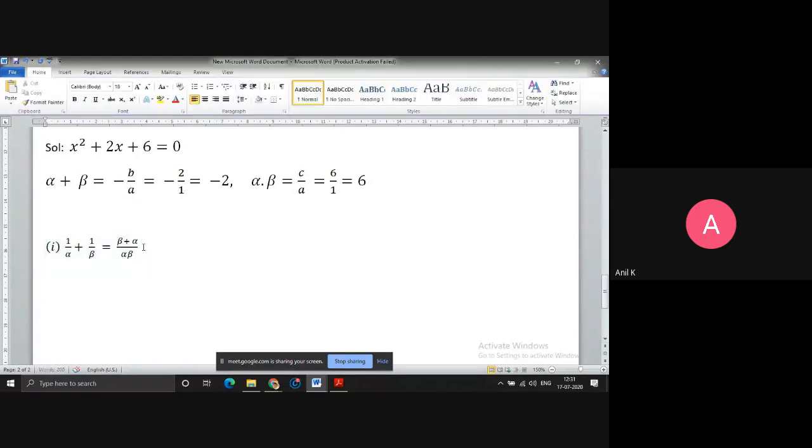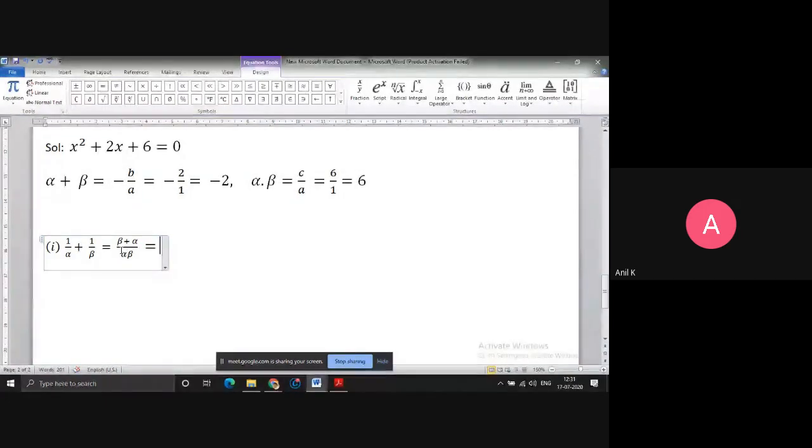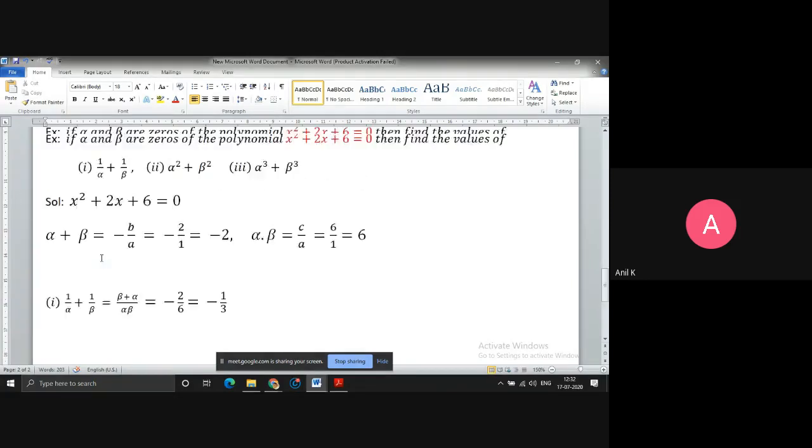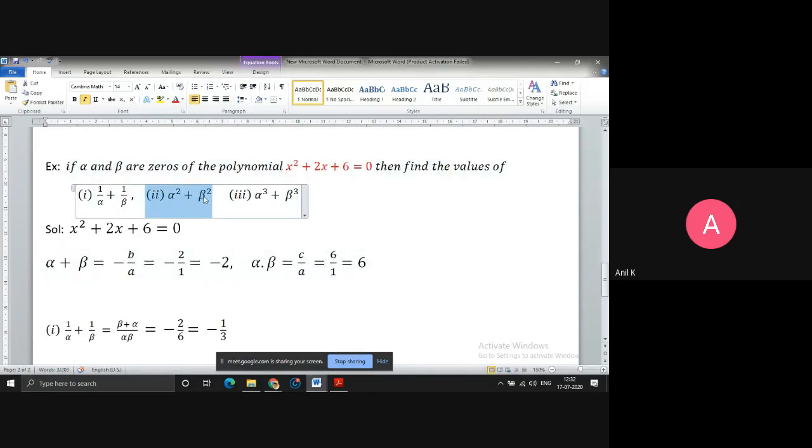Which is equals to, now the numerator we got as beta plus alpha or alpha plus beta, both are the same. So it is going to be minus 2 upon alpha into beta in the denominator. Alpha into beta value is 6, so minus 2 upon 6, which, if I simplify, is minus 1 upon 3. So I got 1 by alpha plus 1 by beta value as minus 1 by 3. So without knowing the alpha value and beta value, I am still able to find 1 upon alpha plus 1 upon beta. Okay, let me go to the second question.